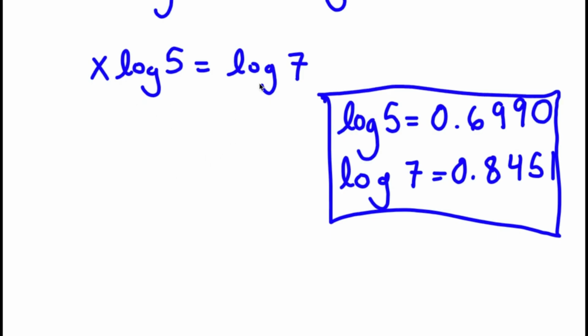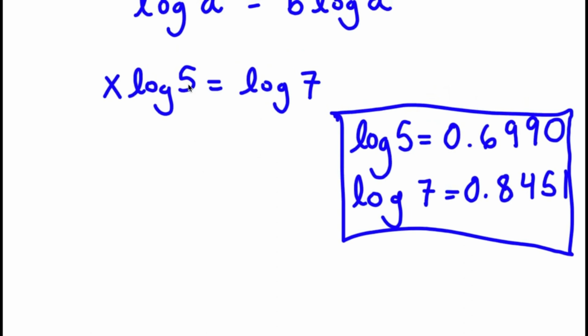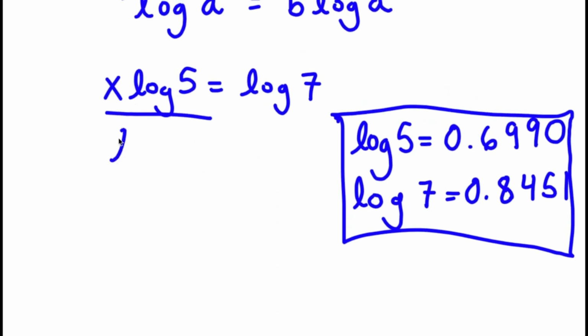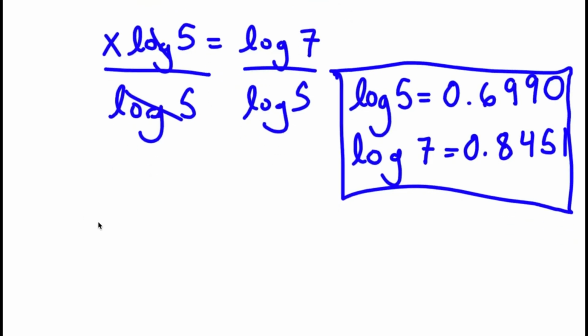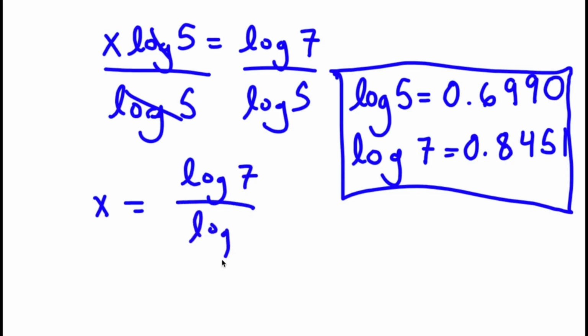Alright, so now what I'm going to do is first start by dividing both sides by log 5. So then these two cancel out. And now I'm going to be left with x is equal to log 7 over log 5.